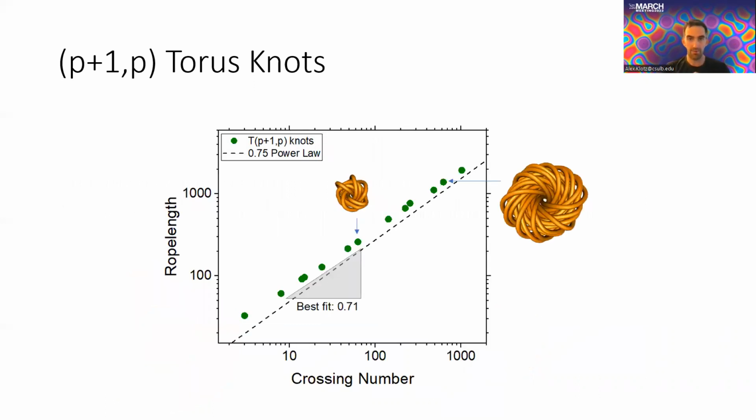So we measured the rope lengths of these torus knots from 3 crossings up to 1023. So we've gone up 2 orders of magnitude. And the data in green lies on a power law. So we can do a fit and find that it's 0.71. That is below the 3/4 limit, which is mathematically proven. So did I discover something mathematically impossible? Not exactly, but it requires explanation.